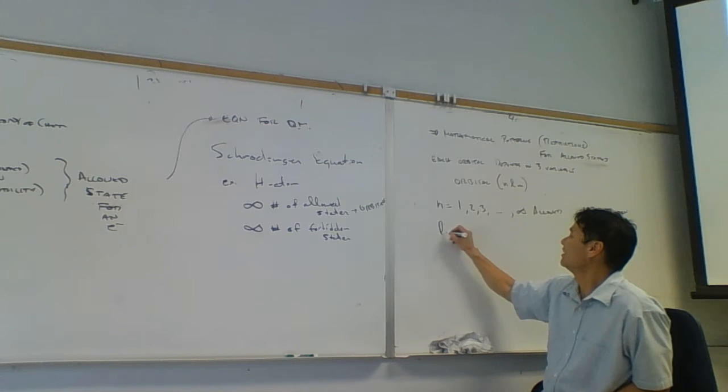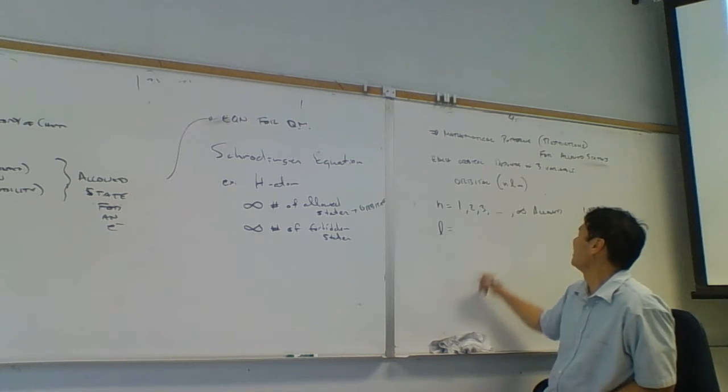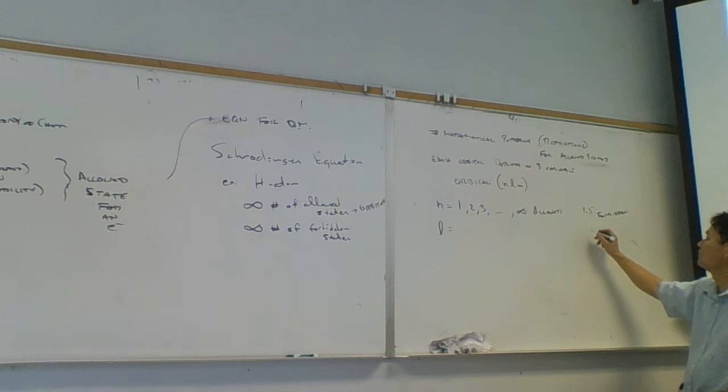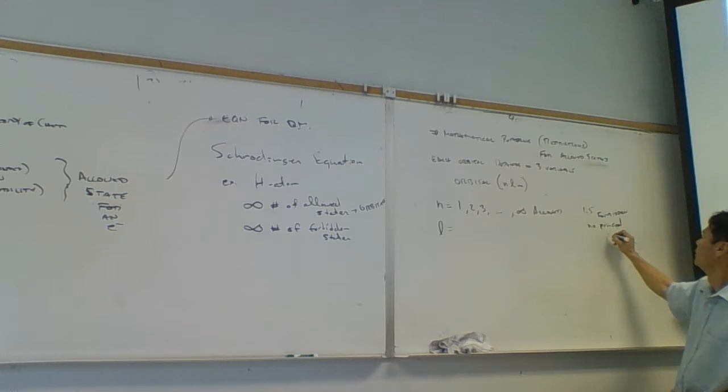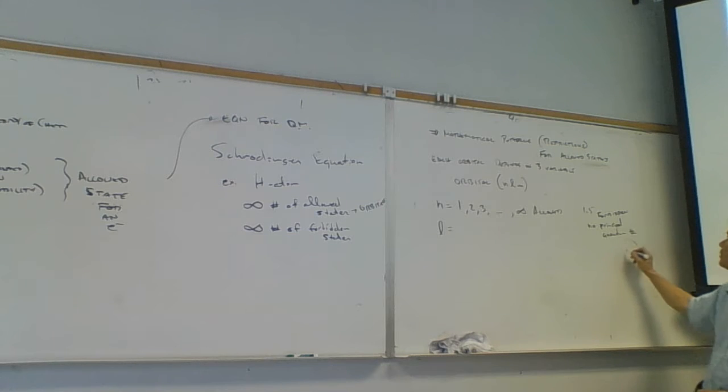n is called the principal quantum number. The principal quantum number tells us pretty much the energy. n equals 1 would be the first energy level, or the lowest energy. 2 would be the next higher energy, the next step up, etc.